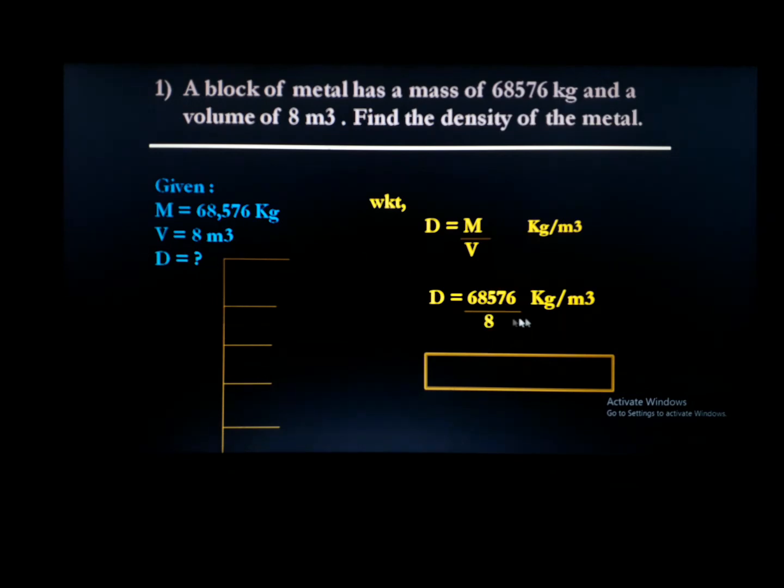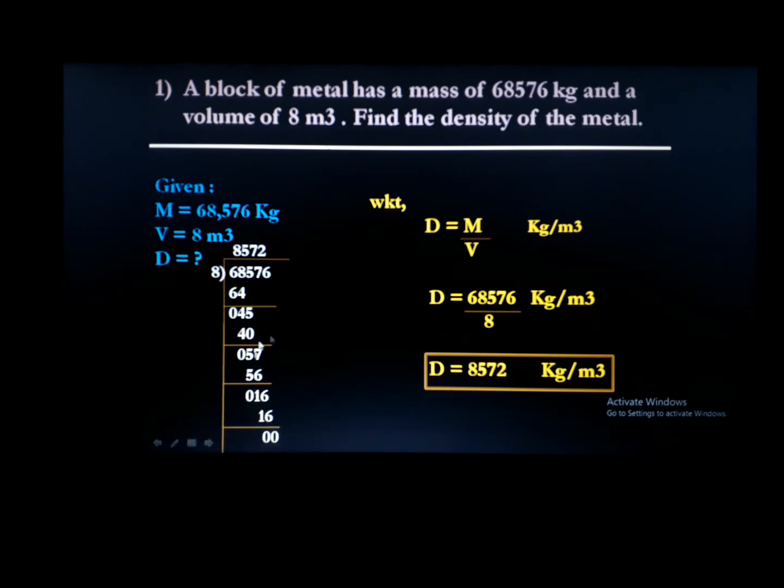Then we get the answer 8,572. The unit of density is kg per meter cube. And here is the division part for your clarification.